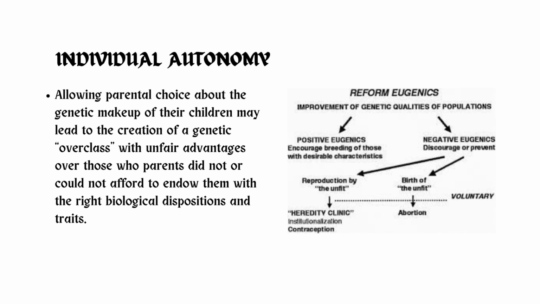Individual autonomy. Eugenics can infringe upon the fundamental principle of individual autonomy, as it often involves making decisions about an individual's reproductive choices without their consent. Forced sterilization, selective breeding, or genetic manipulation can lead to a violation of an individual's right to make personal choices about their body and family.